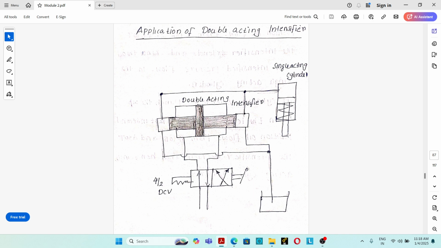Then the pressure intensifier. This pressure intensifier is very important. You have to study what the use of a pressure intensifier in a hydraulic circuit is, what a single acting pressure intensifier is, what its application is, and the double acting pressure intensifier, and you have to understand the application. Thank you.